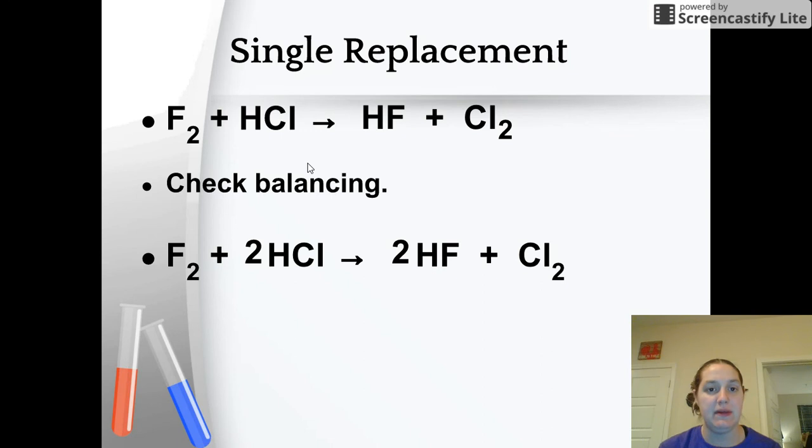For single replacement, the big takeaway is you're always going to have an element reacting with a compound. Typically, that element is replacing the thing like it in the compound. For single replacement, you really need to use those activity series off of page 7 in order to even determine if the reaction occurs or not. And that's about it. So that's your synopsis of how to predict products for single replacement reactions.